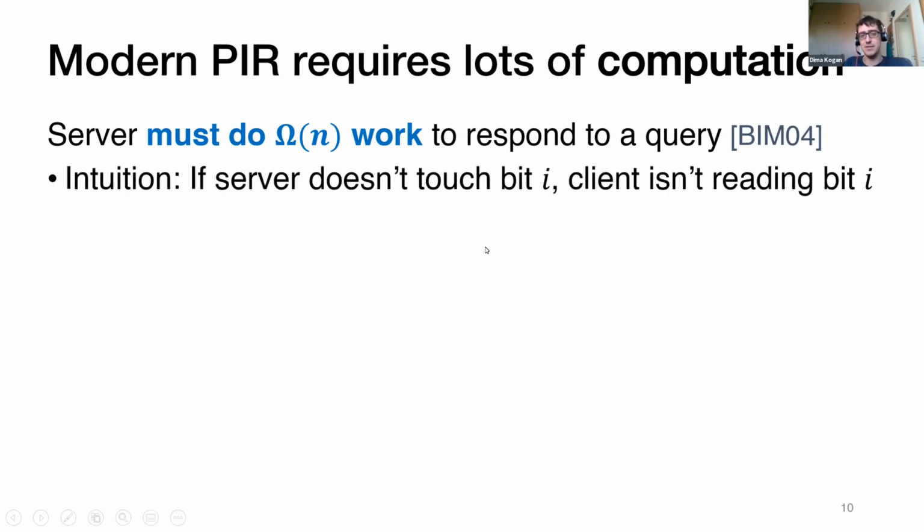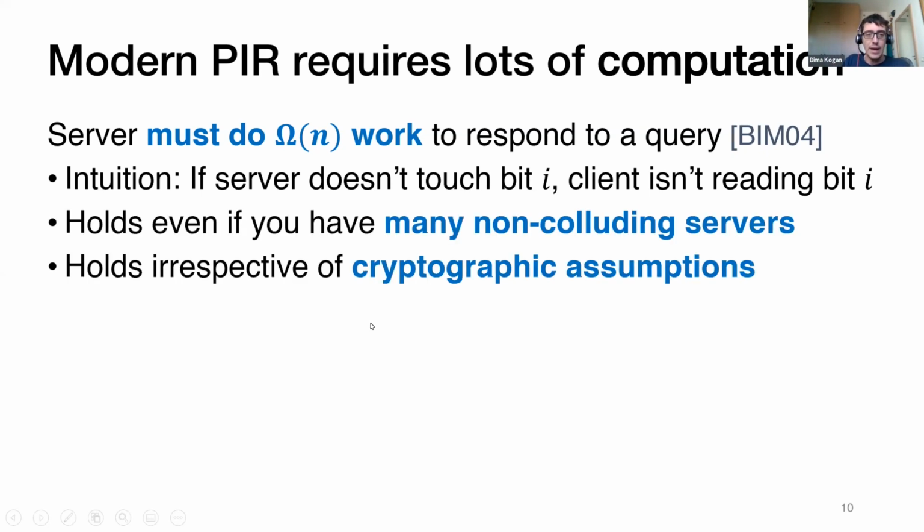And the intuition behind this lower bound is basically if the server doesn't touch a particular bit in the database while responding to the query, then the server learns that the client cannot be reading this bit, and so it doesn't even know whether its value is 0 or 1. This is a simplified version of the lower bound, but in fact, it's pretty strong. It holds even if you allow for many non-colluding servers, and even if you're willing to make cryptographic assumptions and settle on computational security and not just information theoretic security.